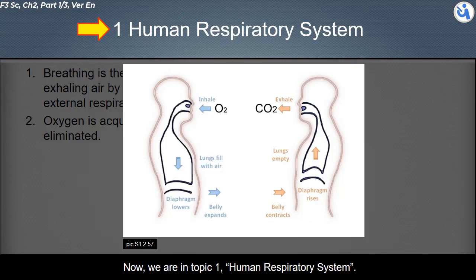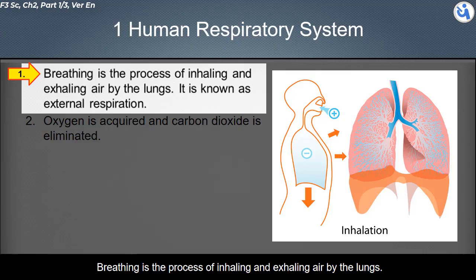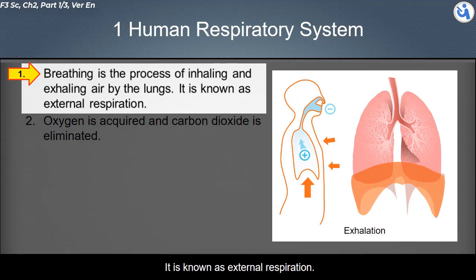Now, we are in topic 1, human respiratory system. Breathing is the process of inhaling and exhaling air by the lungs. It is known as external respiration.